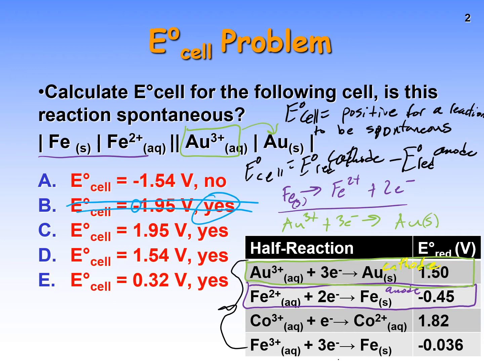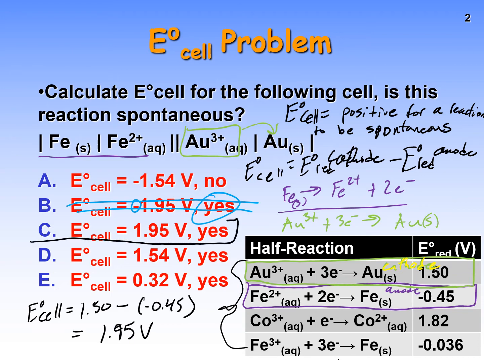Now we can do our calculation, right? So I can go, okay, well then E naught cell is equal to 1.50, my cathode, minus my anode, a negative 0.45. Or in other words, 1.95 volts. And this is going to be my answer because this is a positive value, which means it is a spontaneous reaction, and here's the value that we calculated. So that's a pretty simple multiple choice question that you could be asked to do.